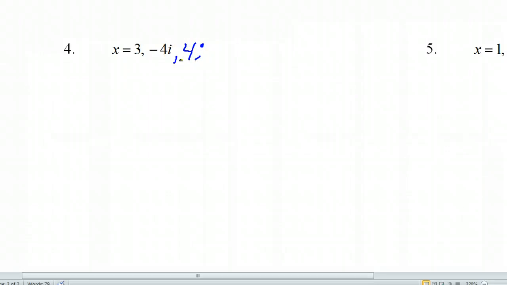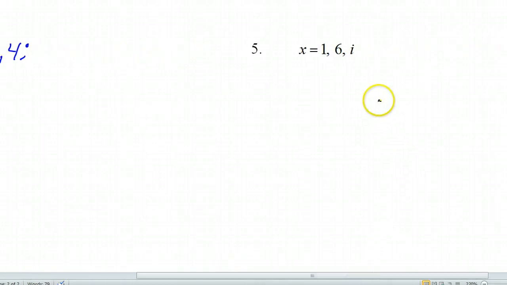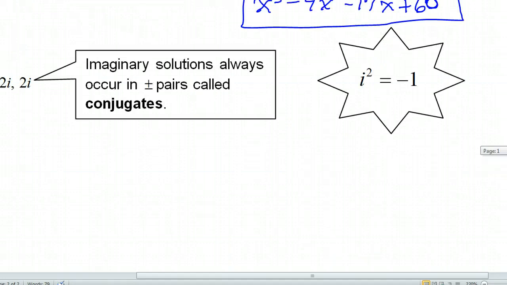Okay? So again, imaginary solutions come in pairs, plus minus. If I give you the one, you draw in the other by yourself. Okay? Look at number 5. What other solution am I going to just add on to this list? I'm going to add on a negative i. Okay? So just be aware of that.